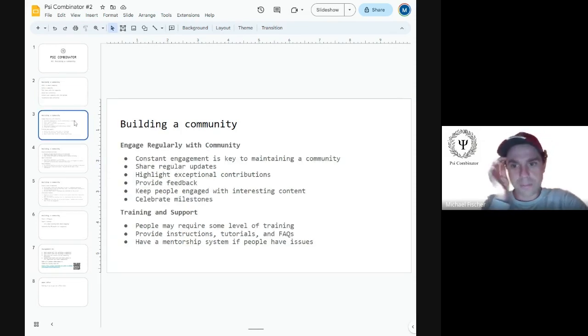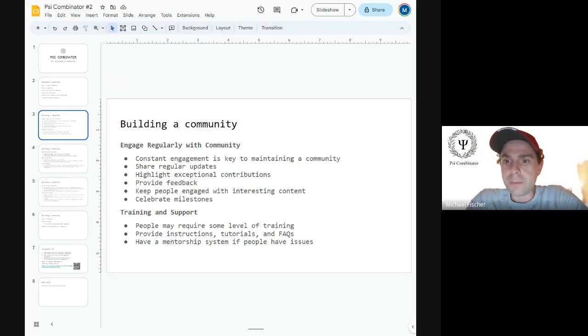A big part of community building is having content. So engage with your community. Keep posting stuff that is interesting and relevant. Don't post trash, post high quality stuff. Give people feedback on what's working and what's not working in your community. Keep people engaged with interesting content and celebrate things that are going well in the community.